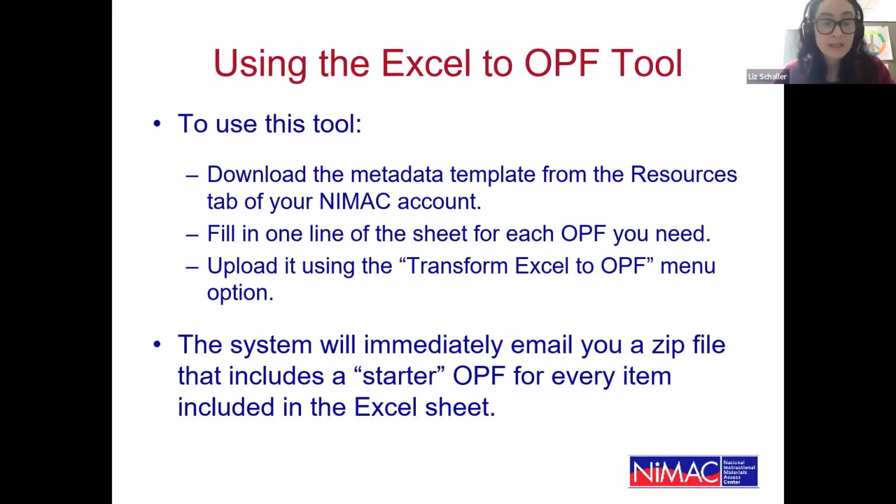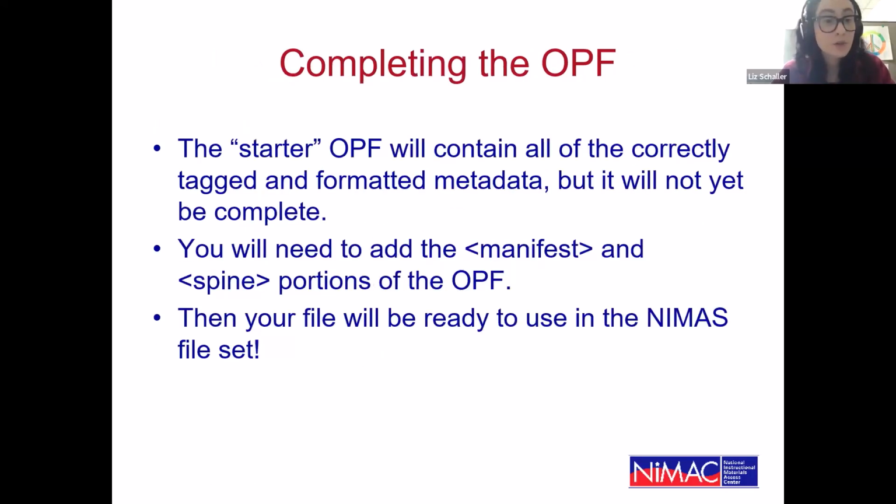In order to utilize this Excel to OPF tool, simply download the metadata template from the Resources tab of your NIMAC account, fill in one line of the sheet for each OPF you need, and then upload it using the Transform Excel to OPF menu option. The system will email you a zip file that includes a starter OPF for every item included in the Excel sheet. This starter OPF will contain all of the correctly tagged and formatted metadata. But importantly, it will not be complete yet. You will still need to add the manifest and the spine portions of the OPF. Once you do that, your file will be ready to use in your NIMAS file set.